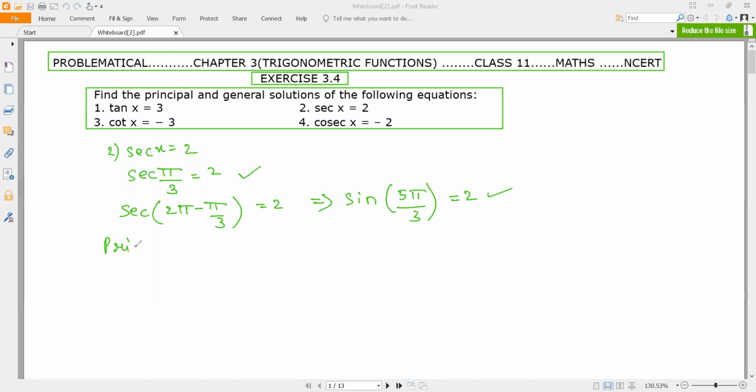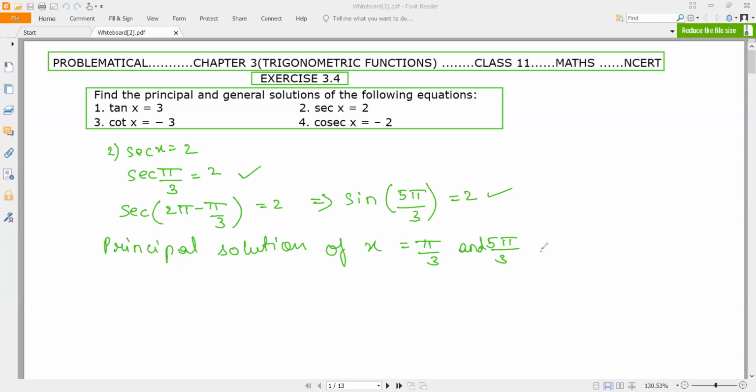So your principal solution of x is equal to pi by 3 and 5 pi by 3. Now we know that the general solution of cos is the same as the general solution of sec, or sec and cos are the same.